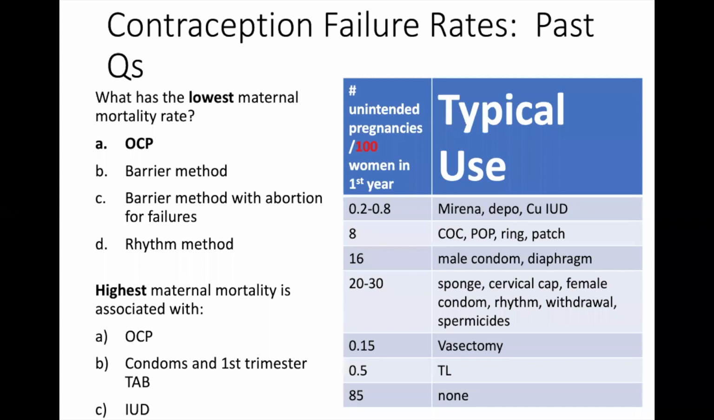What has the highest maternal mortality rate? Of course, it's the rhythm method, meaning that if a woman uses it, which mode of contraception will be associated with a high risk of getting pregnant. So that's the meaning of this question. Okay, so the lowest pregnancy rate will be with the OCP and the highest pregnancy rate will be with the rhythm method.